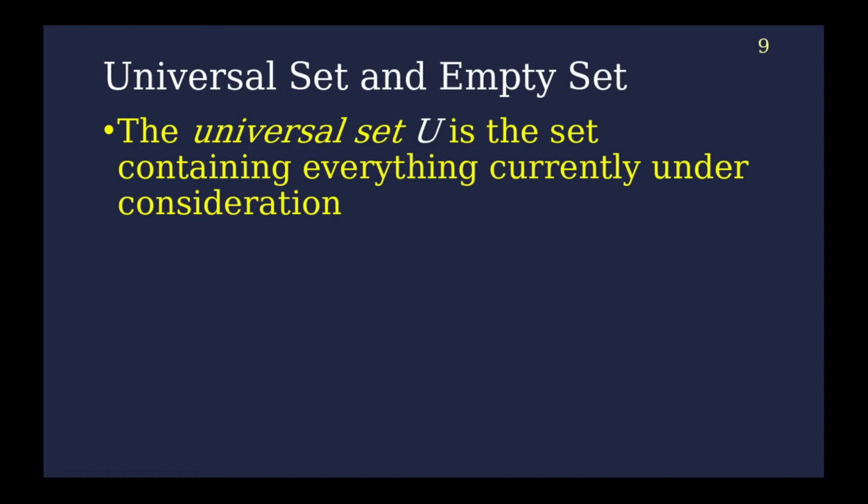Now, the next property of the set. Let us understand what is meant by the universal set and the empty set. First, the universal set U is the set containing everything currently under consideration. Normally, using a Venn diagram, these sets are represented using a rectangle for the universal set, and it contains everything currently under consideration.